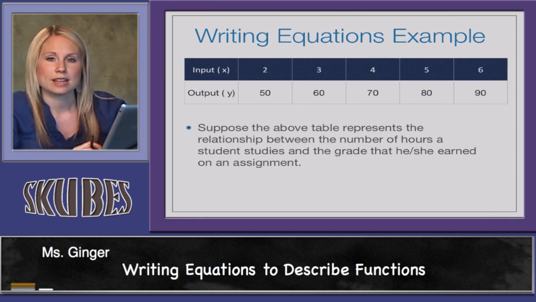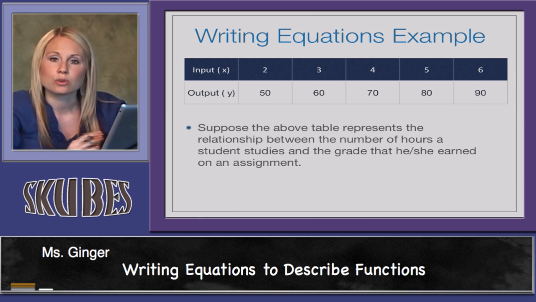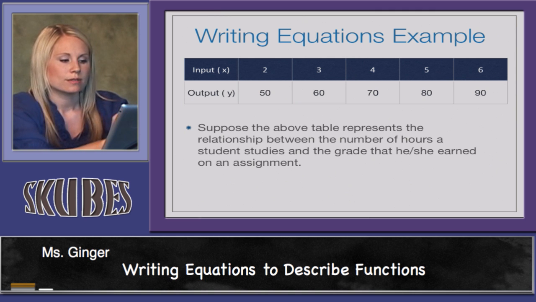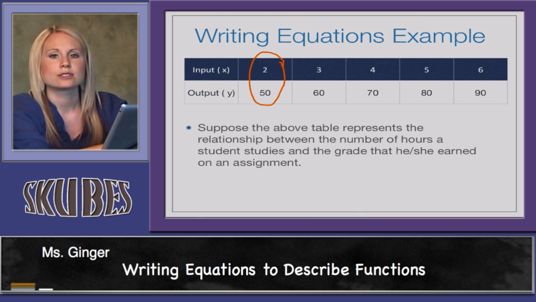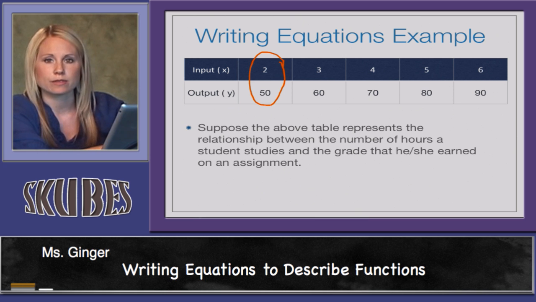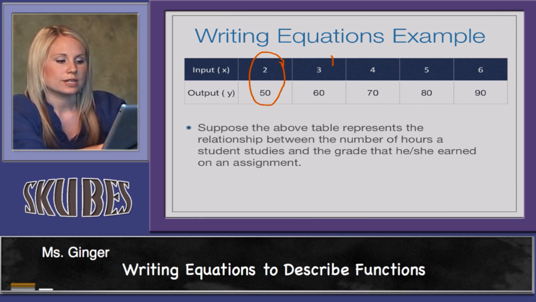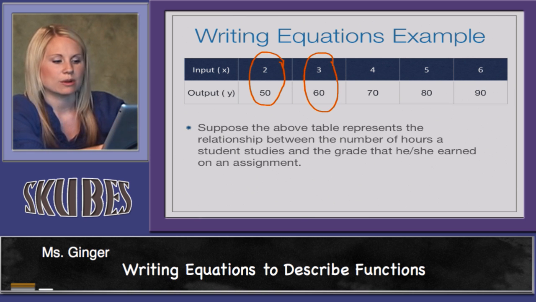So let's look at a real-world example. Let's say that we are given a table of values of coordinate pairs that represent something such as hours of time studied by a student and the grades that that student made on each test. So if we look at this chart and interpret this information, this would mean that this student studied 2 hours and scored a 50. And they took a different test, studied an additional hour, 3 hours, scored a little bit better, made a 60. And you can read the rest.